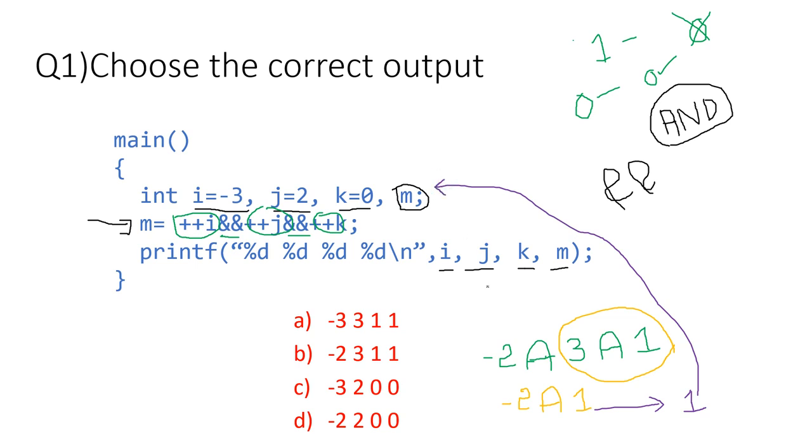The value of i after the increment operator is -2, because -3 plus 1 is -2. So we can rule out option A and option C, and 2 after incrementing is 3, so we can easily rule out the last option and say this is the answer. And k is 0 and after increment it becomes 1, and m is the value we have got here, which is 1. So option B is the right answer.